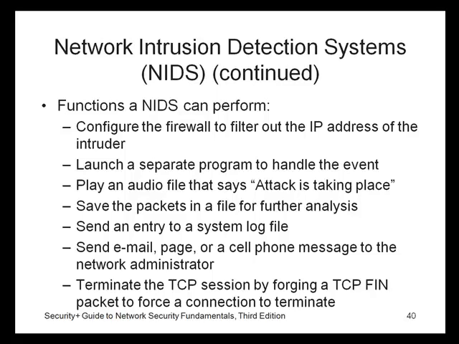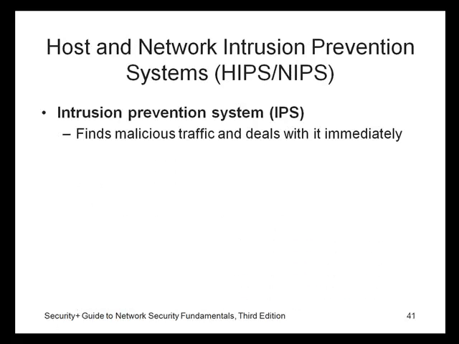So save the packet, send an entry to a system log file so that, again, you know you've been attacked, and you know when you've been attacked, but it didn't do anything to prevent the attack. Send an email, page a cell phone, or terminate the session, and this would be one of the active intrusion detection systems. An intrusion prevention system finds the malicious traffic and deals with it immediately.